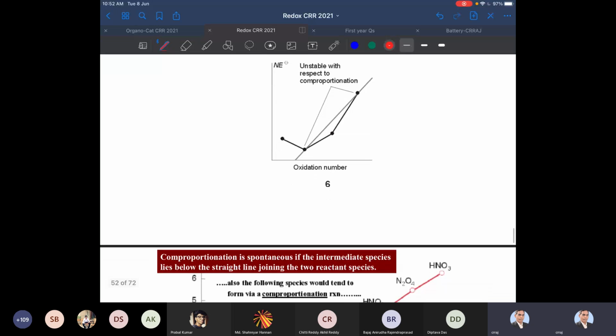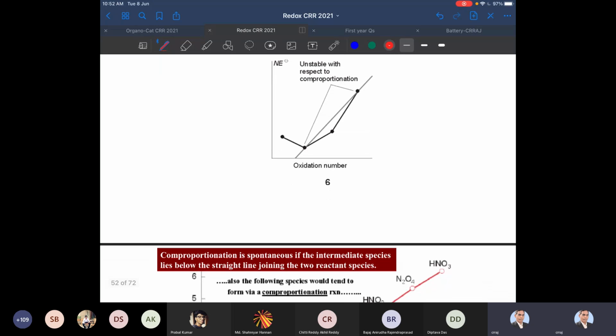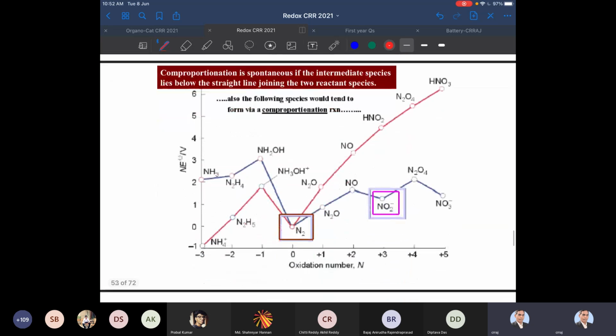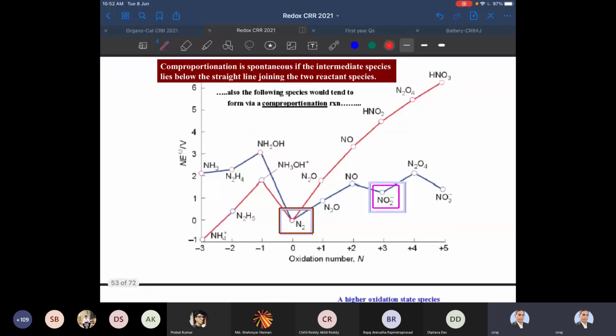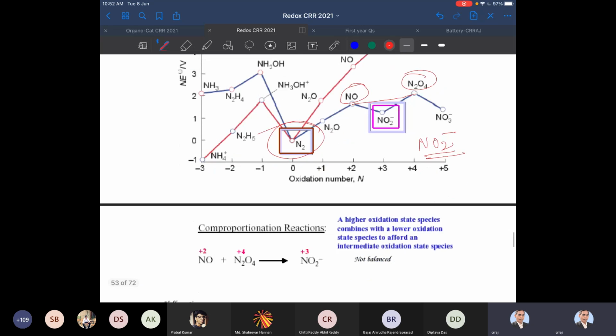Right. Now what we have, the comproportionation reaction. This I have already explained. Again, I'm not going to explain. Now look at here. Not many species will be there. Say, for example, NO and N2O4 in basic solution. These two species can react together and produce your NO2 minus. The same is the case here. You have a species which can undergo a comproportionation reaction.